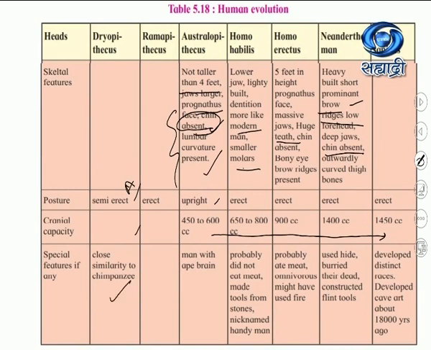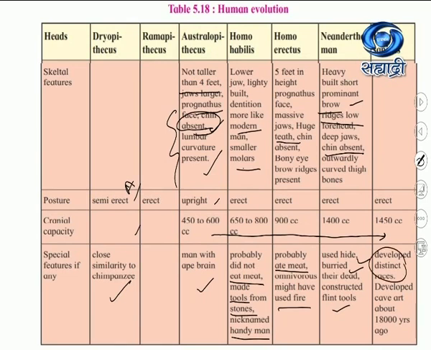Special features, they were similar to chimpanzees. Who? Dryopithecus. Australopithecus, man with an ape brain, connecting link. Homo habilis did not eat meat. I have already told you, vegetarian. Tools they were making from stones, and he was called handyman. Homo erectus, meat eating, omnivorous, developed fire. Neanderthal man used hide, buried the dead, constructed tools, basically started living in the caves for the first time, and finally Homo sapiens developed distinct races, developed cave art about 18,000 years ago.